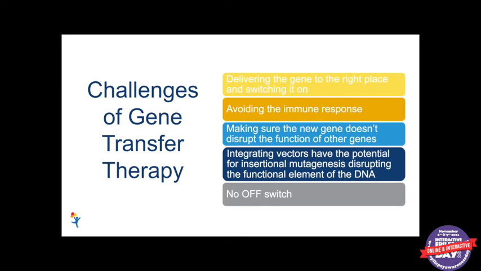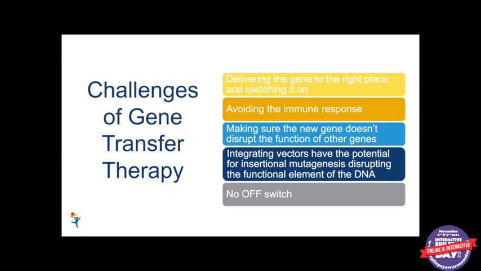So what are some of the challenges of gene transfer therapy? We have to get the gene to the right spot, and then we have to have a mechanism to be able to turn it on and make the body produce that copy. We have to avoid the immune system, so the body attacks anything that it sees as foreign, and we don't want it to degrade the product that we're giving it or the gene that we're giving it before it even gets there and has a chance to work.